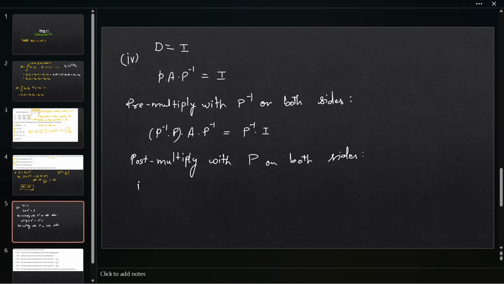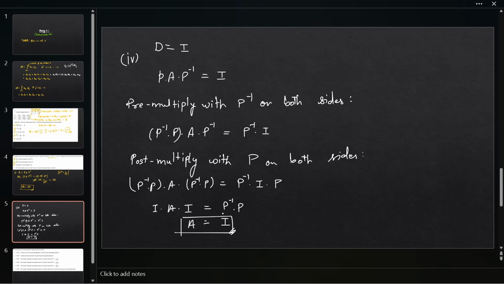So that would fetch us P inverse times P times A into P inverse times P, which is equal to P inverse times I into P. So here we can see that P inverse times P will give us I, times A, times P inverse times P will also give us I, which is equal to P inverse times I will give us P inverse again times P. And here we have P inverse P is equal to I, times A is A again, and A times I is A again. So A is equal to I.